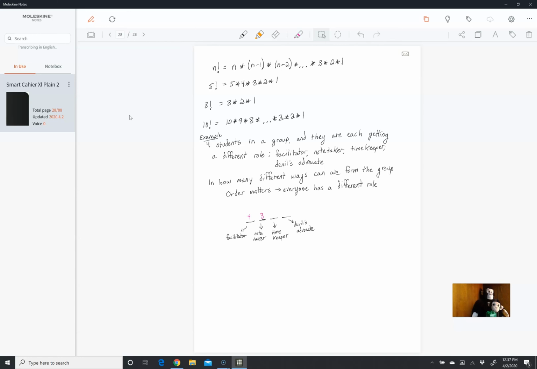There are 3 students left over, okay, who could be the note taker. 2 students left over who could be the timekeeper. And 1 student left over to be the devil's advocate. That would be the last student. So we have 4 times 3 times 2 times 1, or 24 possible ways to arrange these 4 people. Or 24 ways to assign the roles to these 4 people.